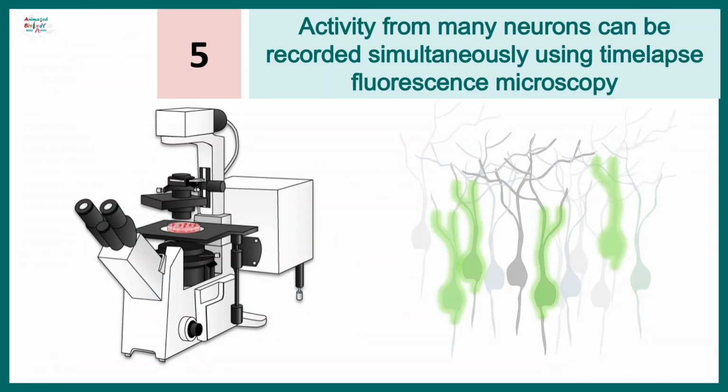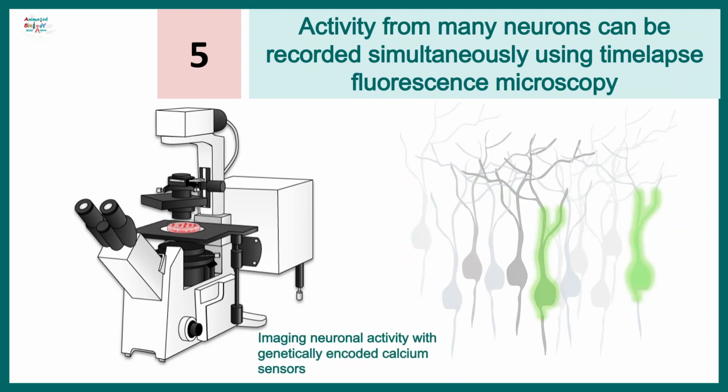Now, application number 5, we can also monitor the activity of neurons simultaneously using time-lapse fluorescence microscopy. So we have to express a genetically encoded calcium sensor, or let's say a calcium sensitive dye, in a neuron, and we can monitor the neuronal activity from many neurons simultaneously.